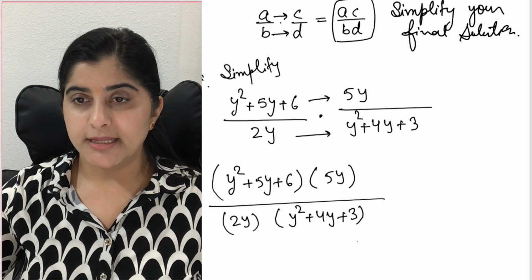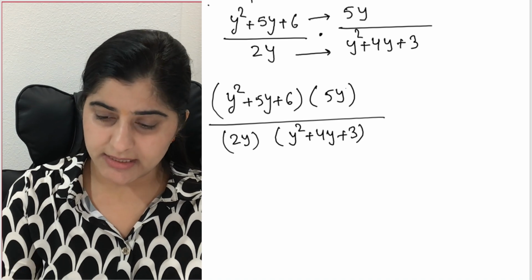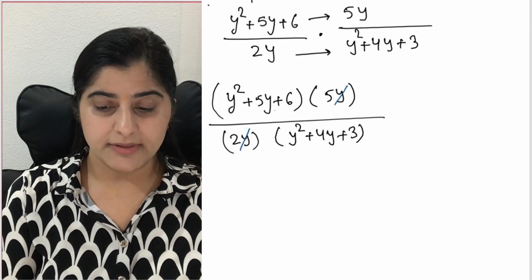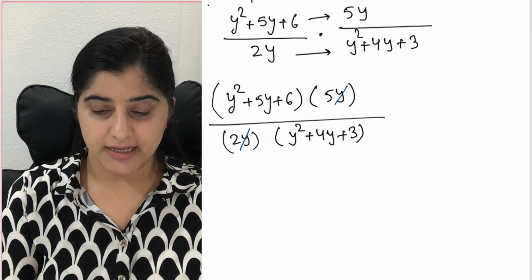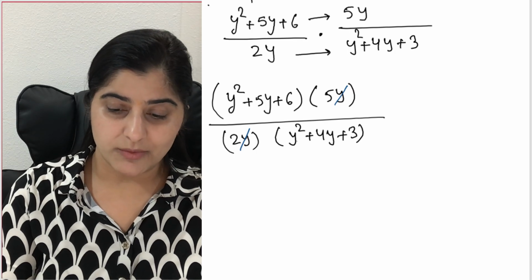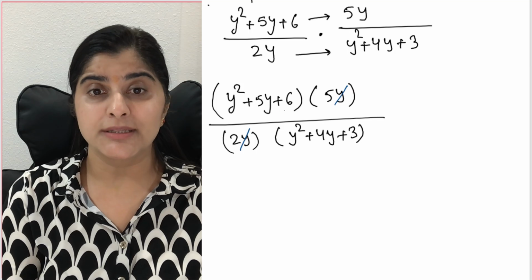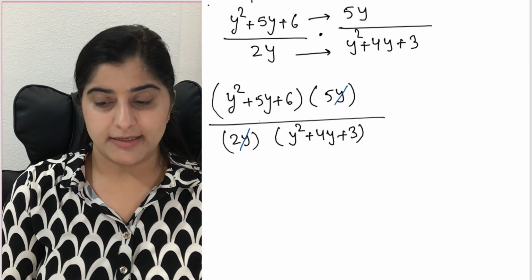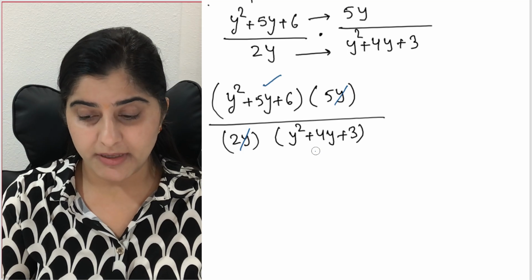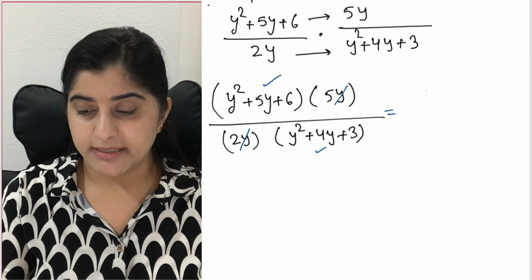Now, is there anything common, any common factors in the numerator and denominator? Yes, we see that this y and this y are combined with the other factors using the multiplication sign, so we can cancel out these two y's. But we cannot cancel out y squared with y squared, because this y squared is combined with two other terms, and this is one factor. We can try to factor this polynomial and this polynomial.